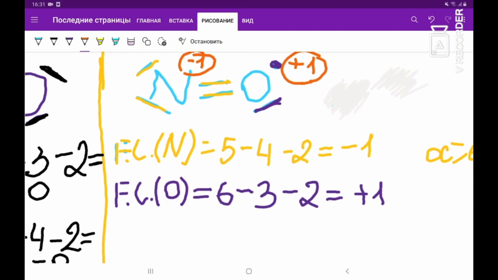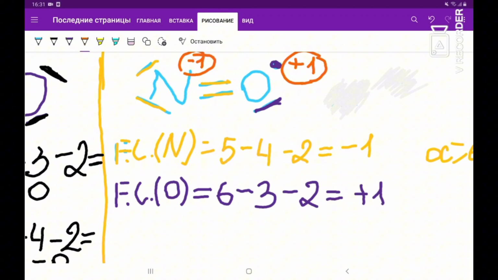Moreover, let's have a look. We see that nitrogen has a negative formal charge. Oxygen has a positive formal charge. It's impossible because oxygen is more electronegative. It cannot be positive while nitrogen is negative. It should be opposite. Take it also into consideration.